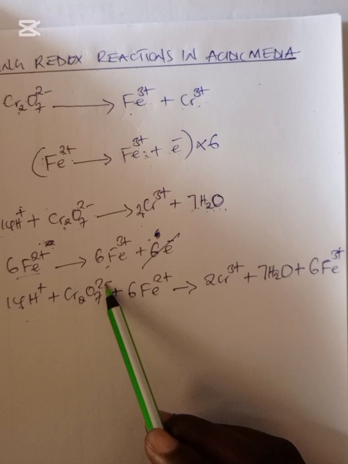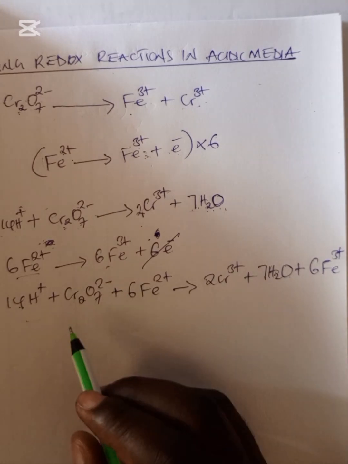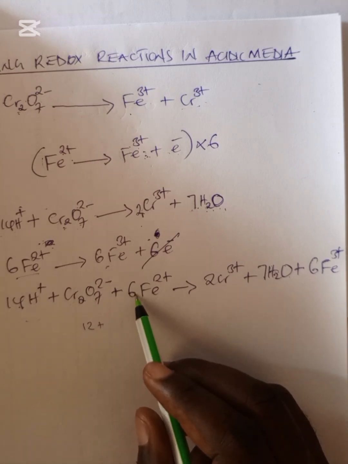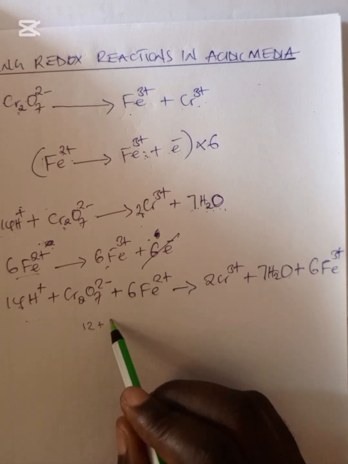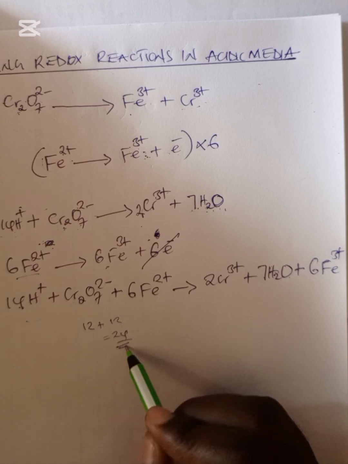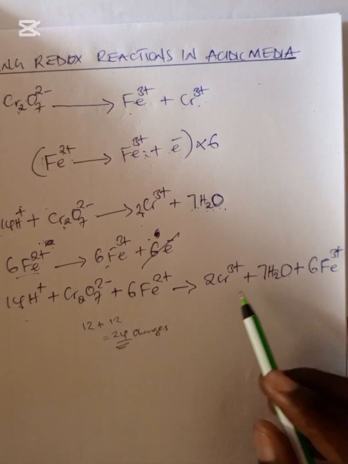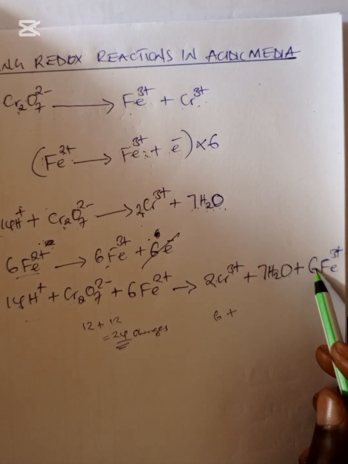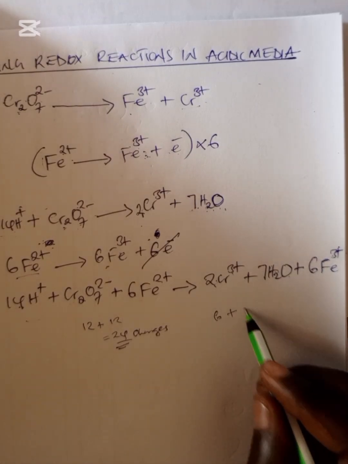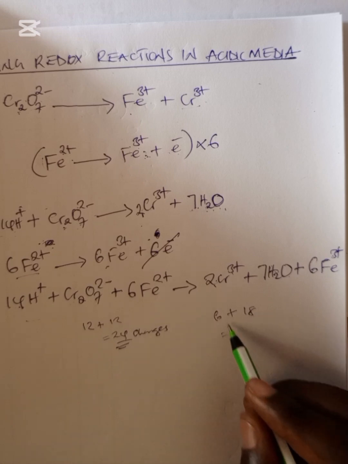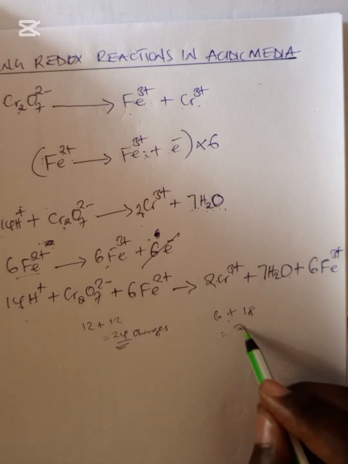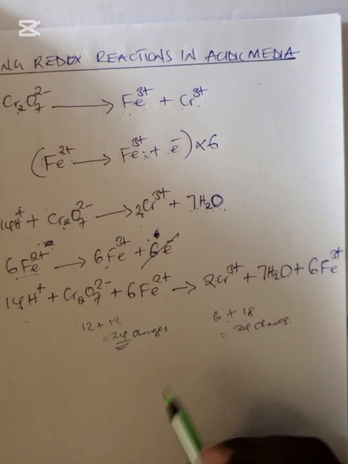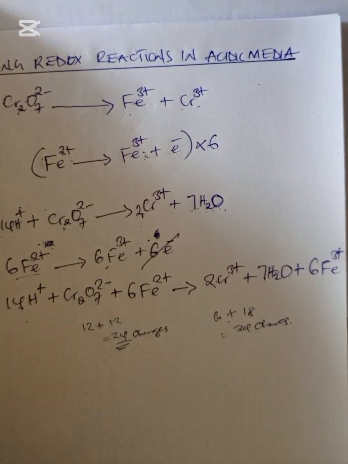The charge here is 14 minus 2, which is 12. Here there's a charge of 6 by 2, which is 12, so 24 total. That is in terms of charges. You also come here, this is 6, and 6 times 3 is 18. So 18 plus 6 is 24 charges. So the charges are balanced, the atoms are balanced, and everything is balanced in this equation.